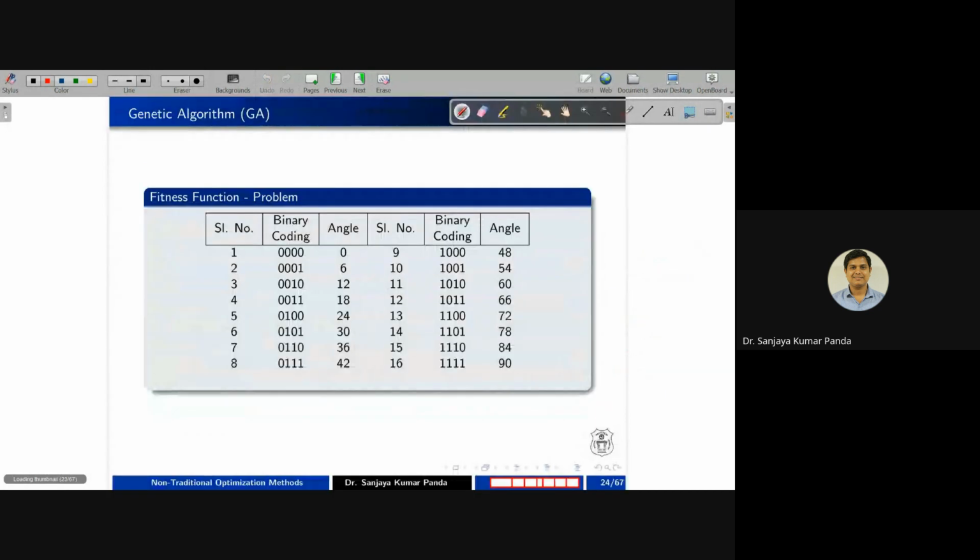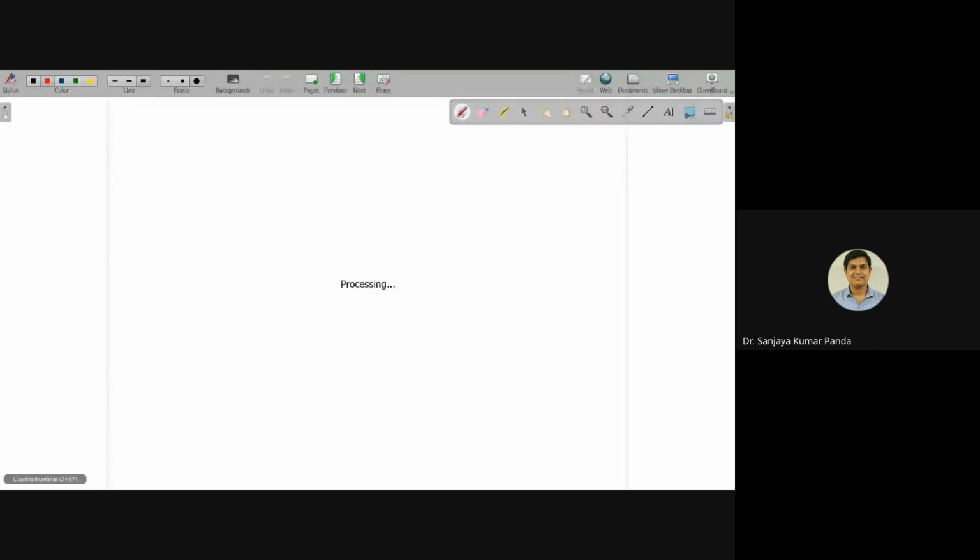So see this example. What does it indicate? 4 zeros indicates the angle is 0, whereas 4 ones indicates the angle is 90. And as 90 divided by 15 is equal to 6, every 6 degree you have a binary coding scheme. Okay. Now, how to find a solution?